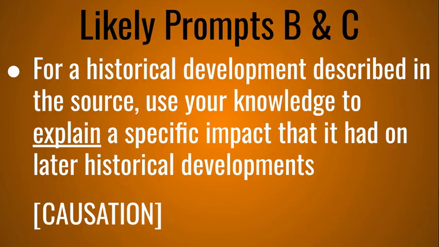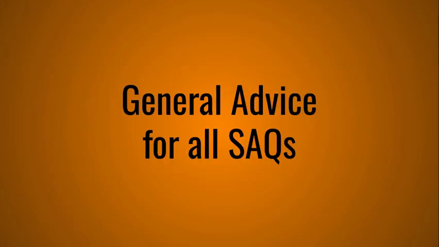So for a historical development described in the source, again, using your knowledge to explain a specific impact that it had on later historical developments. So it could ask you essentially, what came before and caused the thing in the prompt? What's a similar thing to what's going on in the prompt? What's a thing that the prompt was the cause of later? There's a lot of that. And those are really the formats you're likely to see.